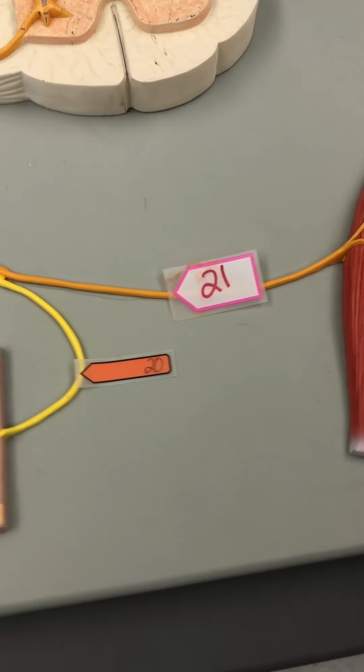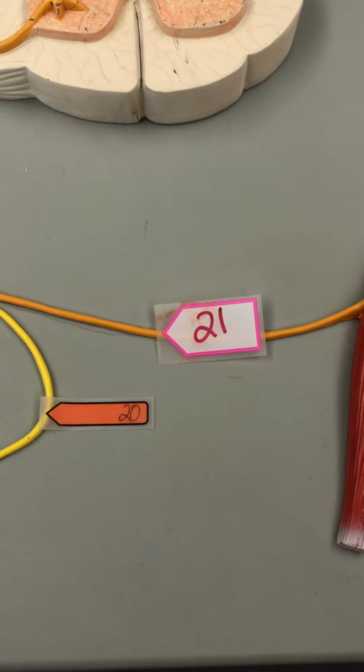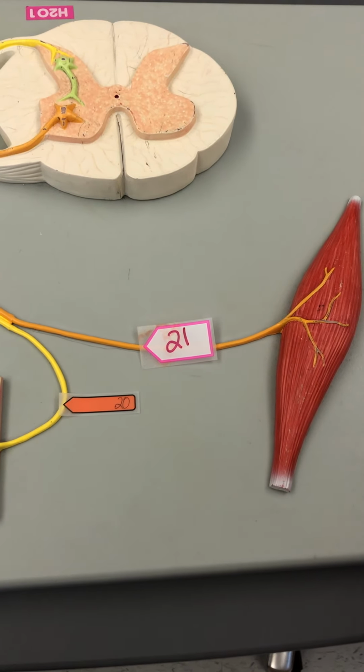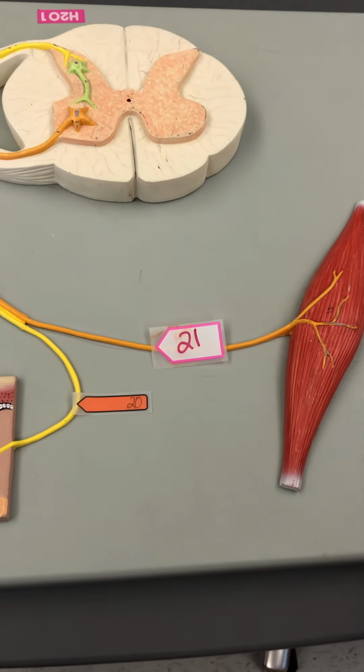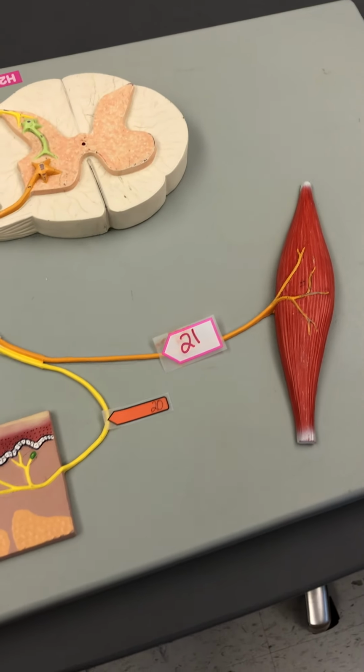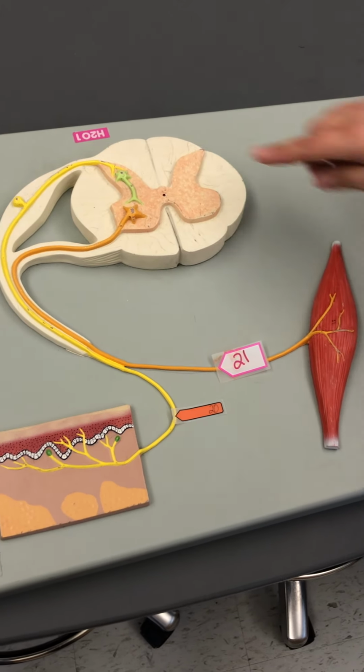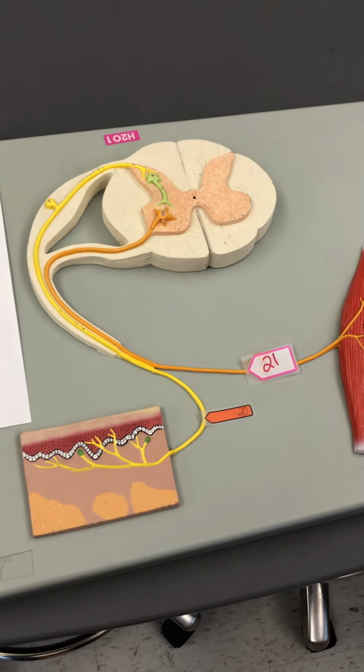And 21, the orange color. The question is, is it bipolar, unipolar, or multipolar? It's a multipolar neuron. And this reflex arc is a polysynaptic reflex because the interneuron is there.